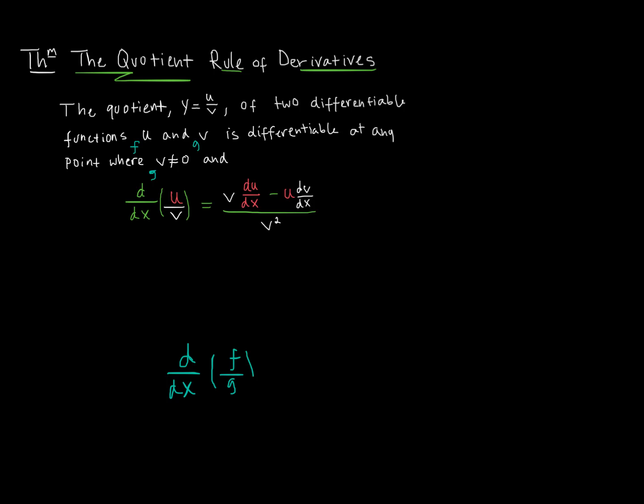Then we can go ahead and write the derivative with respect to x of our function f divided by the function g, or f of x divided by g of x, and this will be equal to g of x times f prime of x minus f of x times g prime of x, all divided by g of x squared.